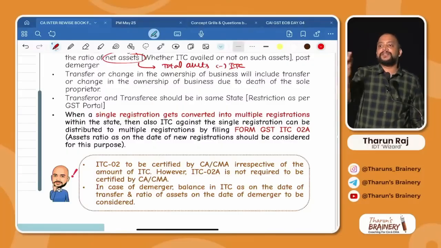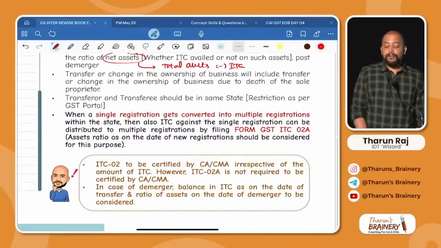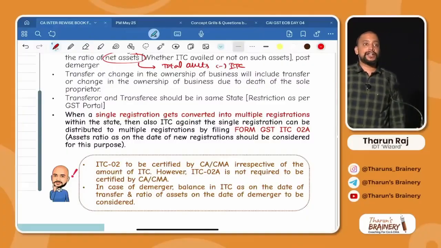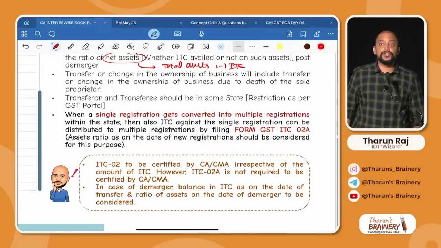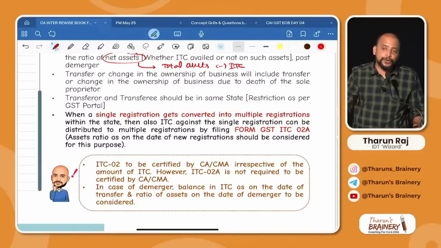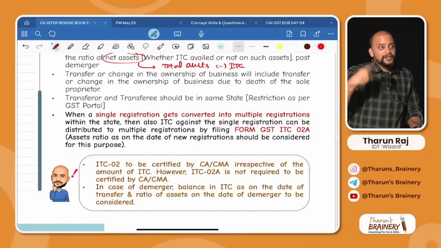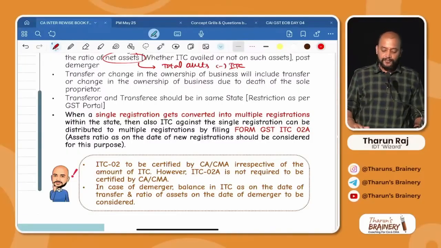It is just the website and the app, so anywhere to anywhere it can be transferred. But for ITC, what is the condition? Transferor and transferee should be in the same state, then only it is possible. Then what should the transferee do? Should get a registration in the state where the transferor is, then only ITC can be transferred. Is it clear? Next one.